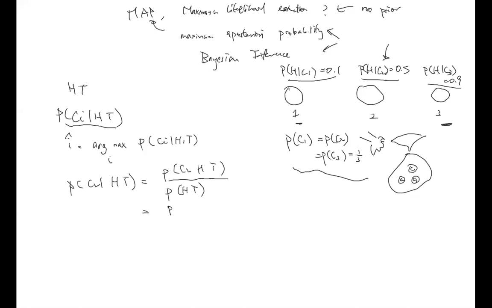I can expand it the other way. I don't know how to compute this directly, but I know how to compute the joint probability the other way. I know P(C2) and then P(head, tail | C2). And over P(head, tail) here. So this one, of course, I know is 1/3 if I assume the probability is uniform here.